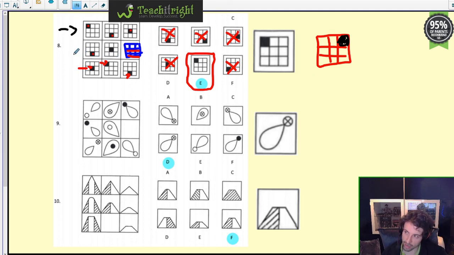So the rule is you're not allowed to have a square in a position if in the same row it's already been in that position. So this has already used up the bottom row, this has already used up the middle row, so you had to have an answer somewhere in the top row for that shape. Okay, number 9.